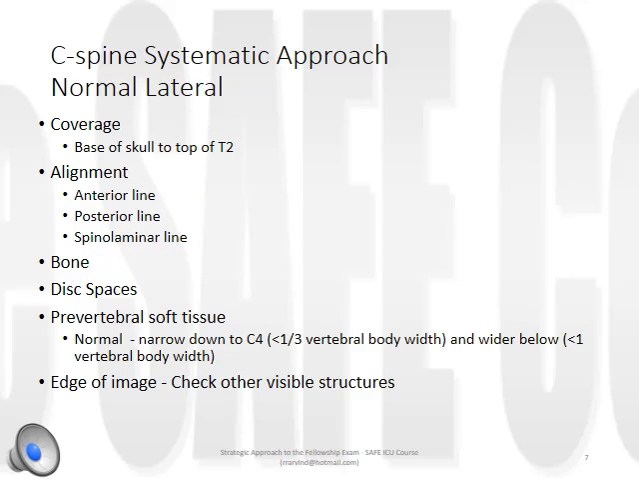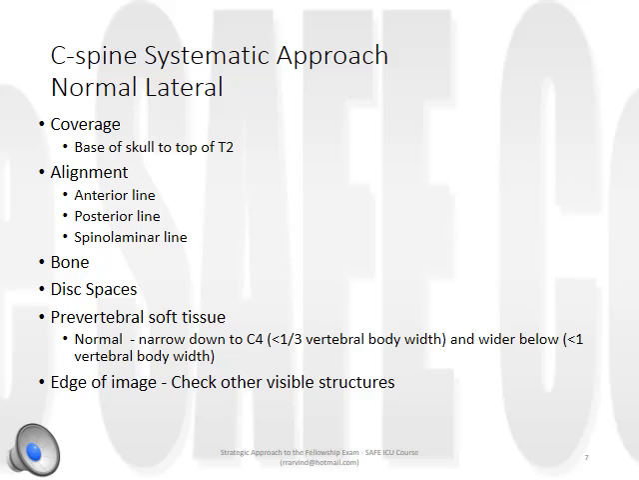So if we're not going to miss any of these, we need to have a systematic approach. So here's a systematic approach for examining the normal lateral, and obviously looking at an X-ray or a CT, your approach is going to be quite similar. So firstly, we'd start with coverage, and it's important that all vertebrae are visible from the skull base to the top of T2. If T1 isn't visible, then you'll need to repeat an image with the patient's shoulders lowered, or you might need to look at the swimmer's view.